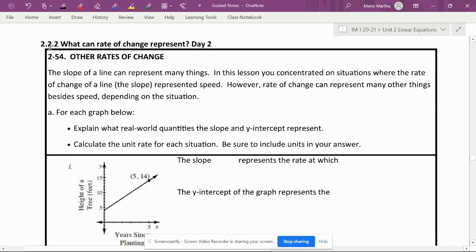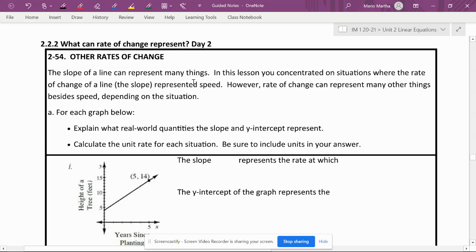Today's topic 2.2.2. We're continuing. This would be pretty much part three. So now we're just identifying again contextually what M and B are, and pretty much knowing that M represents a rate of change. So it says other rates of change.